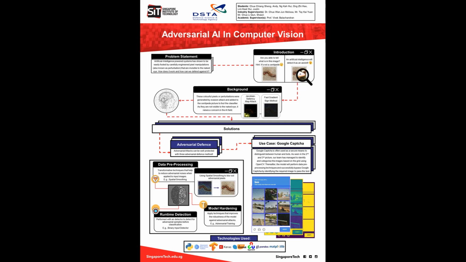Through our hard work, the team has managed to retrieve the adversarial image and bypass the CAPTCHA by performing data preprocessing techniques on the adversarial image and sending it for classification through our model that has been applied with model hardening techniques. With our poster, we hope to inspire our fellow juniors in SIT to learn and pursue more in the field of information technology.